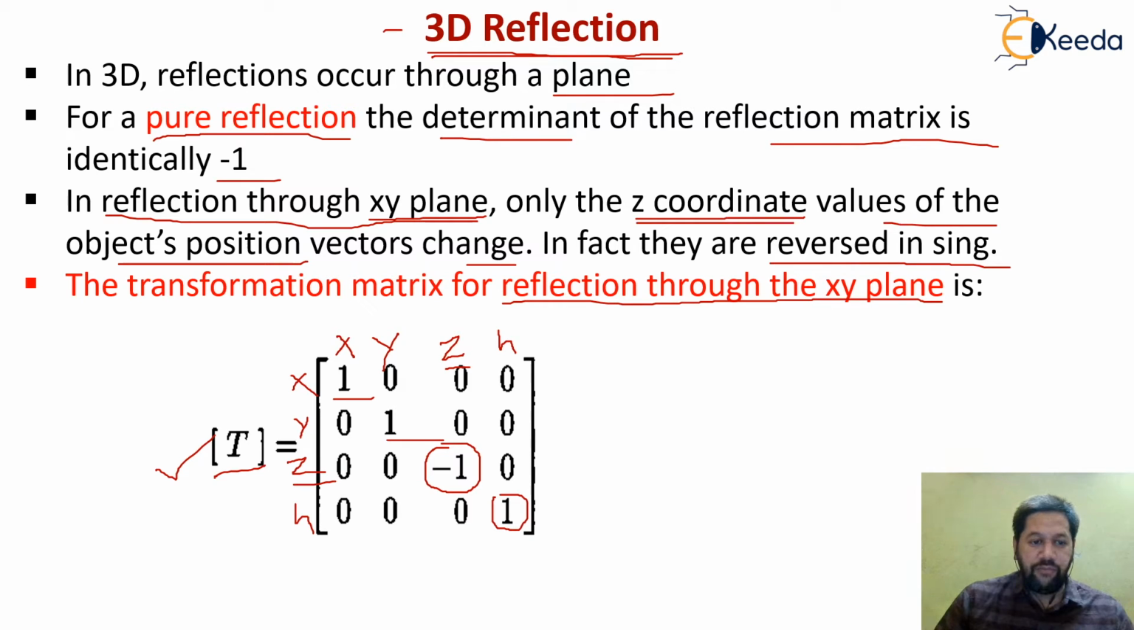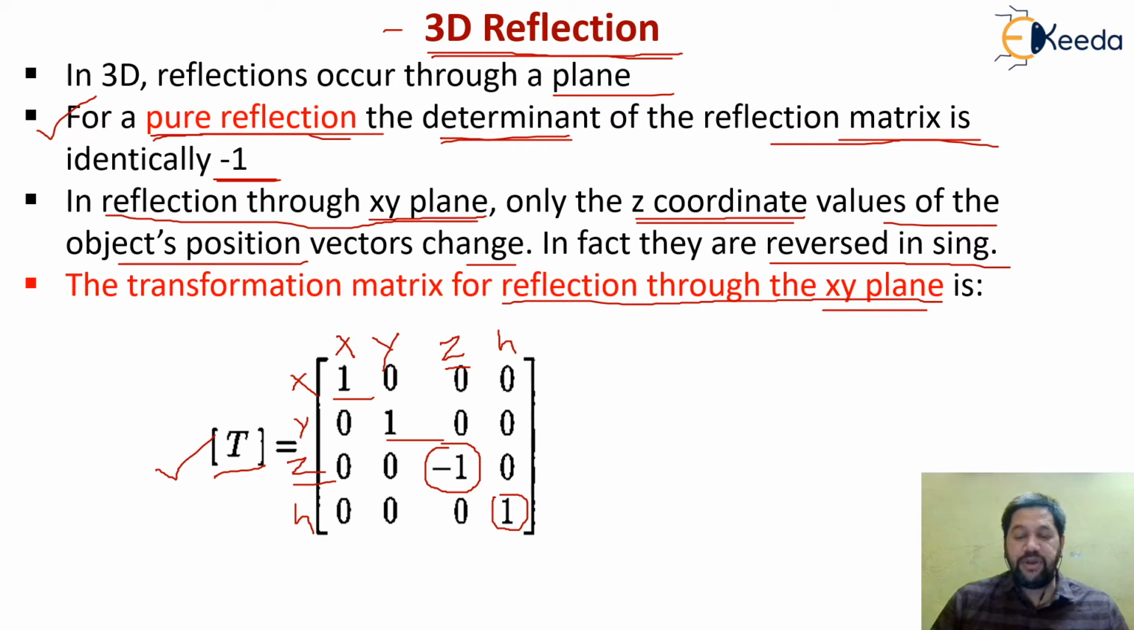That is why we added this sentence: for a pure reflection, the determinant of the reflection matrix is identically -1. If I compute the determinant of this reflection matrix, I get -1. I hope all of you understood the reflection through the xy plane.